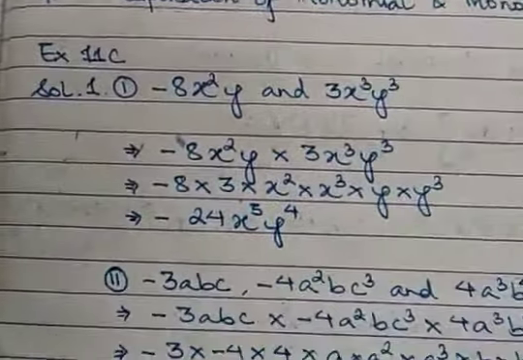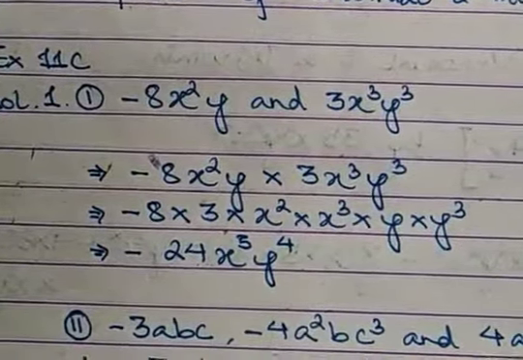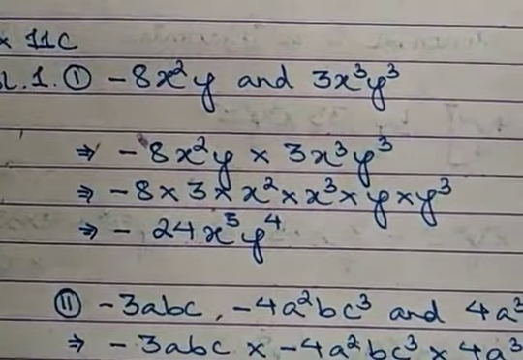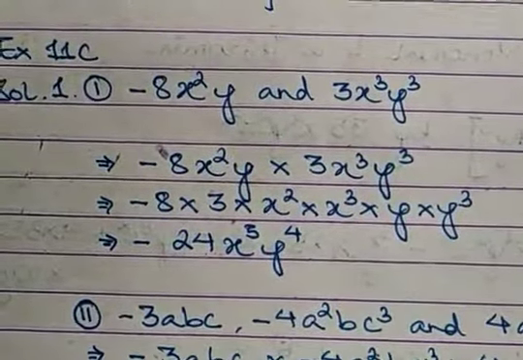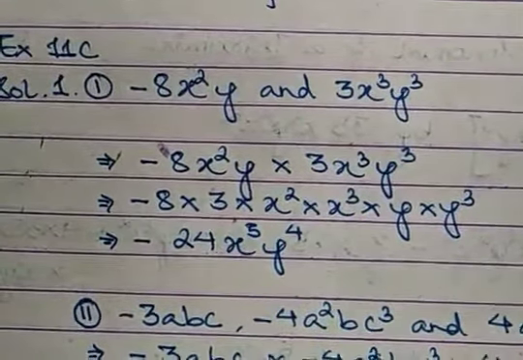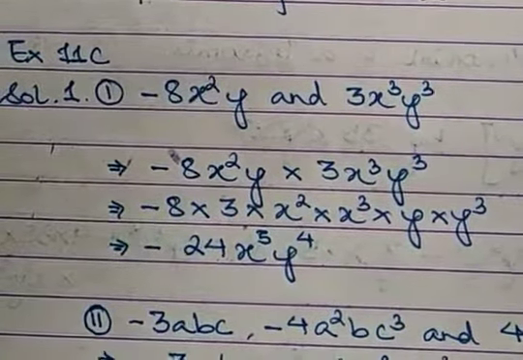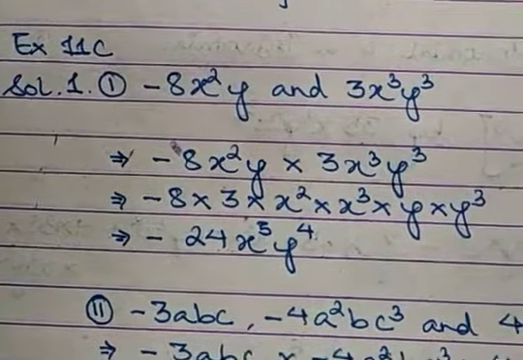So that is why on the second line I have simply written minus 8x square y into 3x cube y cube. The only difference between addition and subtraction and multiplication of terms is that, as I have already told you, in addition and subtraction, only like terms will be added or subtracted, isn't it? But in case of multiplication, even unlike terms will be multiplied. So how are they multiplied?